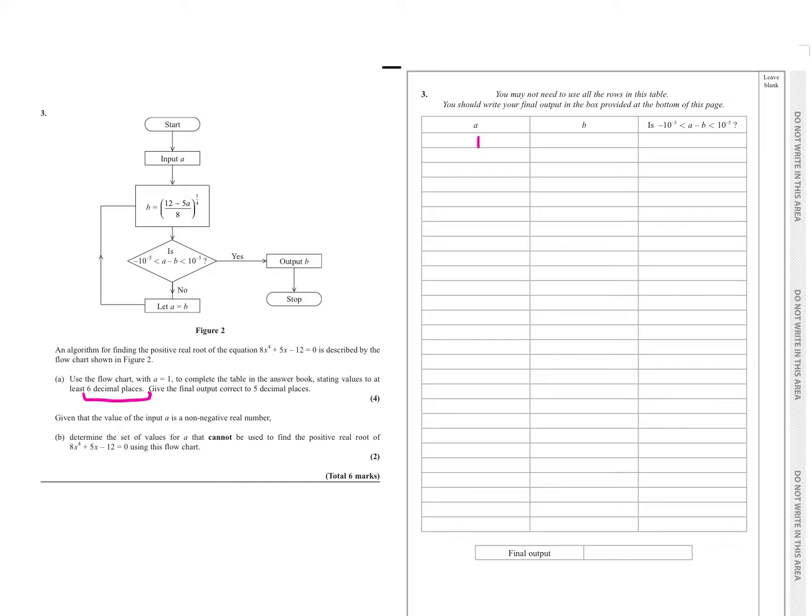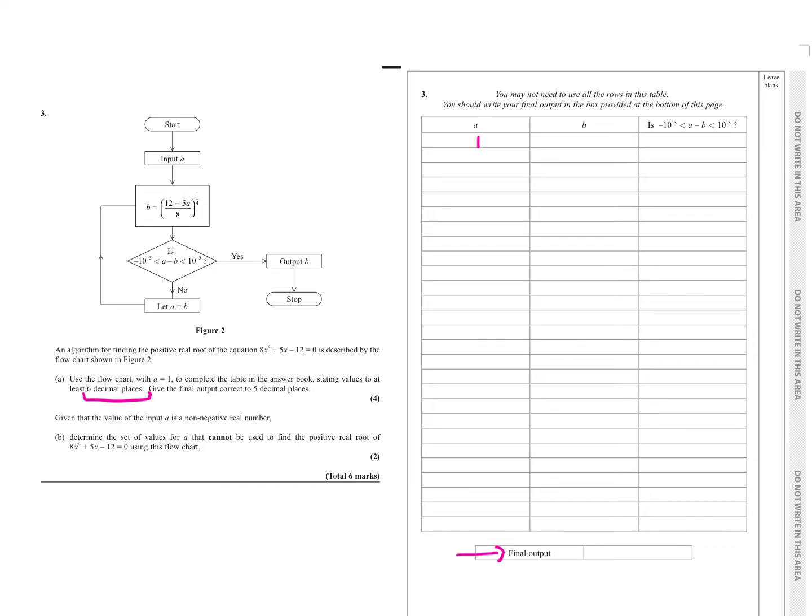Right. Then it says, give the final output correct to 5 decimal places. So guys, this is the final output. It's really important. I know we've not had much experience with these types of questions, but you need to put this final output for the final marks. Someone in this room did not get the final marks. They did not round to 5 decimal places or put the final output. Looking at no one in particular.